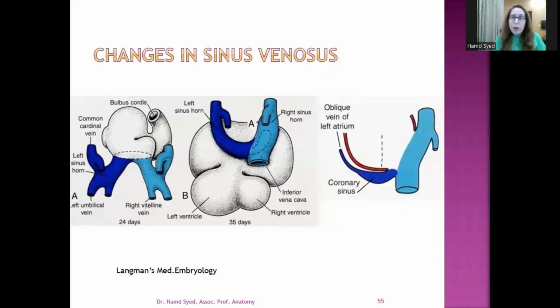So the changes in sinus venosus, you can see over here in the series of diagrams, the regions in blue are representing the horns of the sinus venosus. And as I told you, the left sinus horn is largely lost, and it only forms the oblique vein of left atrium and the coronary sinus. Whereas the right sinus horn gets incorporated into the right atrium, forming its smooth wall part known as the sinus venarum.